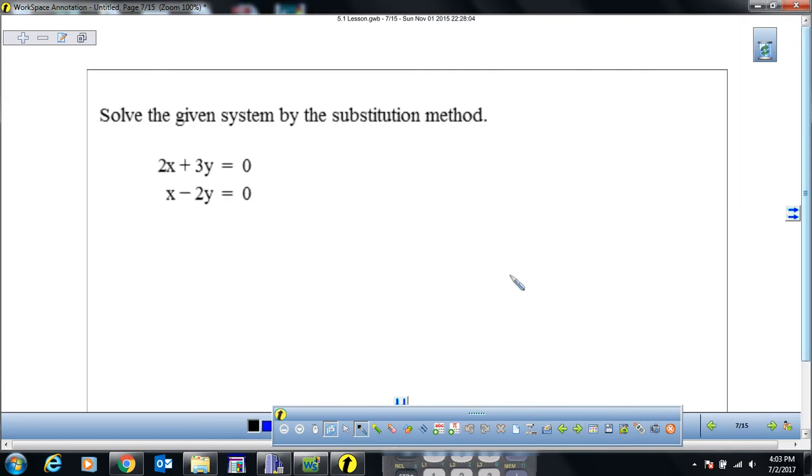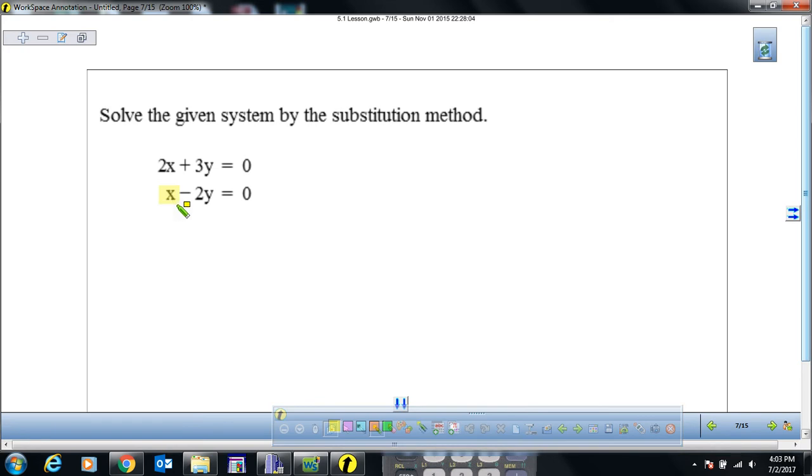Alright, on the next problem, we're going to solve the given system by substitution. We got 2x plus 3y equals 0, and x minus 2y equals 0. So, on this one, first thing we need to do is solve one of the two equations for one of the variables. Now, the easiest possible case, and I would recommend you do this, would be to solve for a variable that has a coefficient of 1, if possible. Of course, it is not always possible. That way we can avoid getting fractions whenever we're solving.